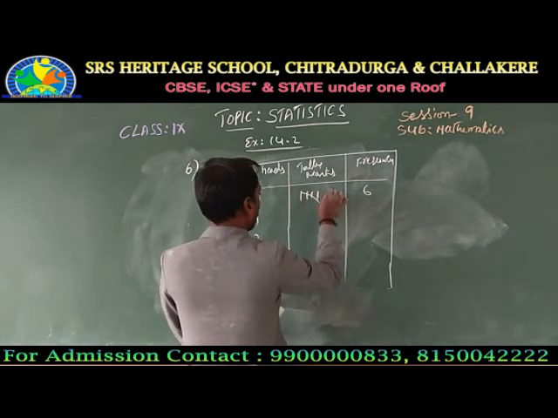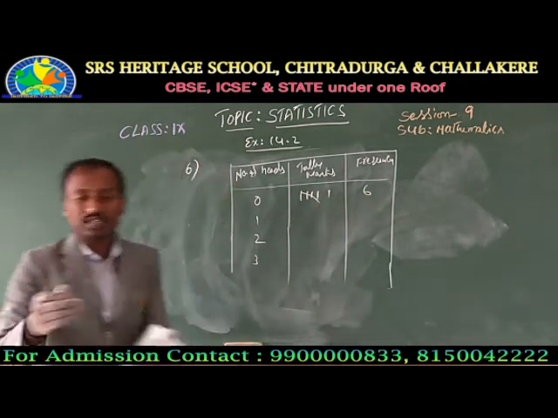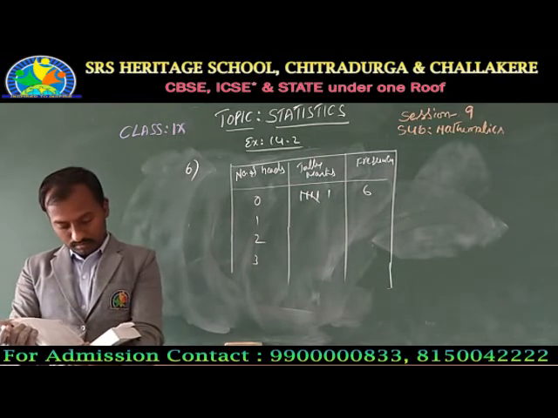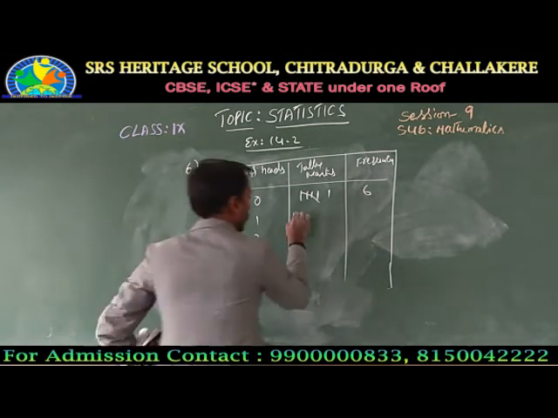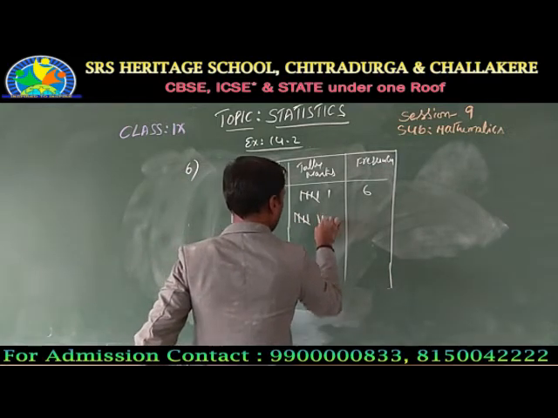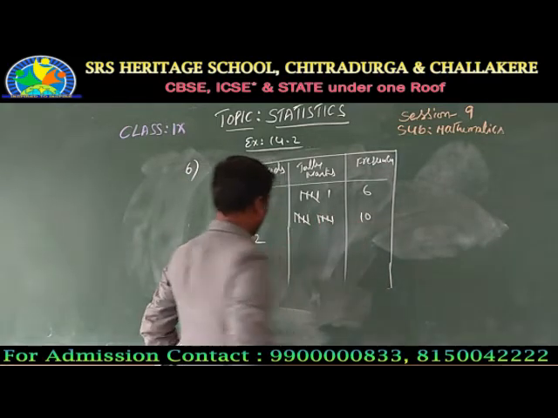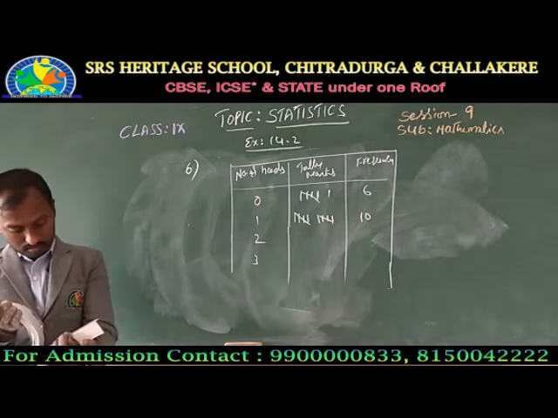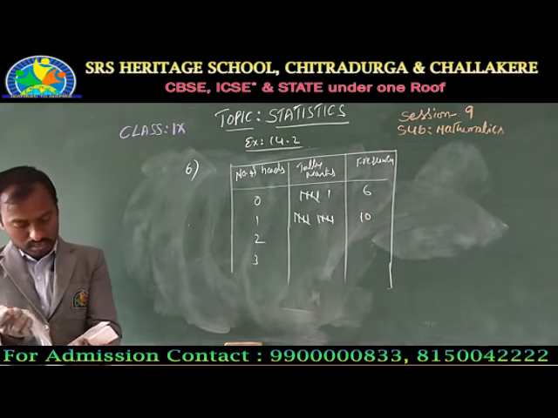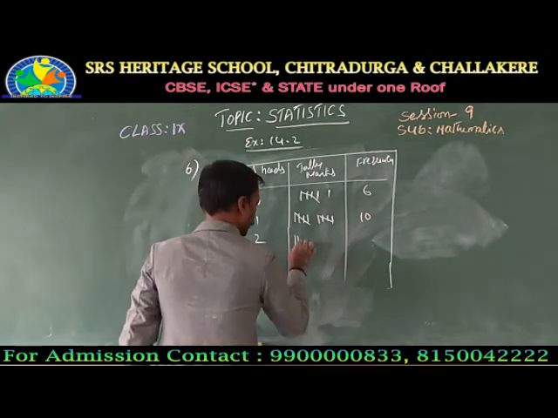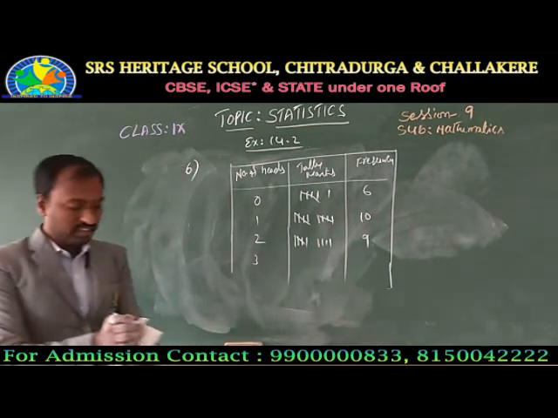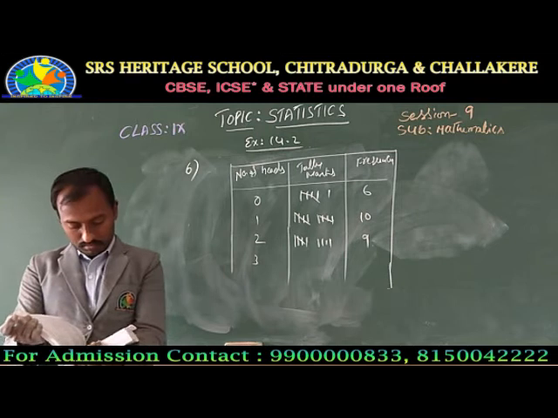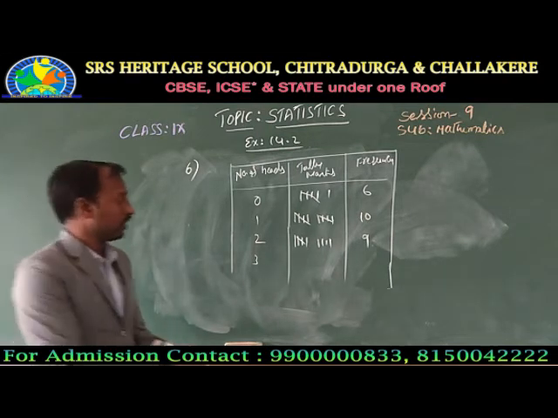Tally marks, you know that. How many ones are there? There are 10 ones. Right. How many 2s are there? 2s are 9. Similarly, how many 3s are there? There are 5.